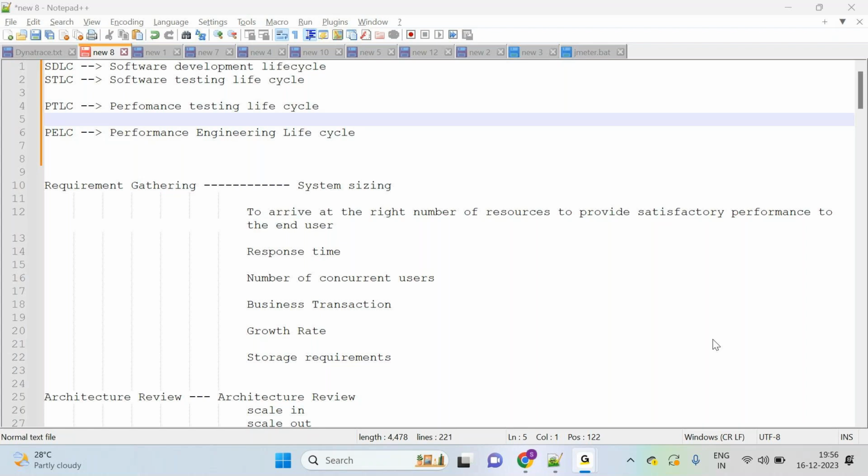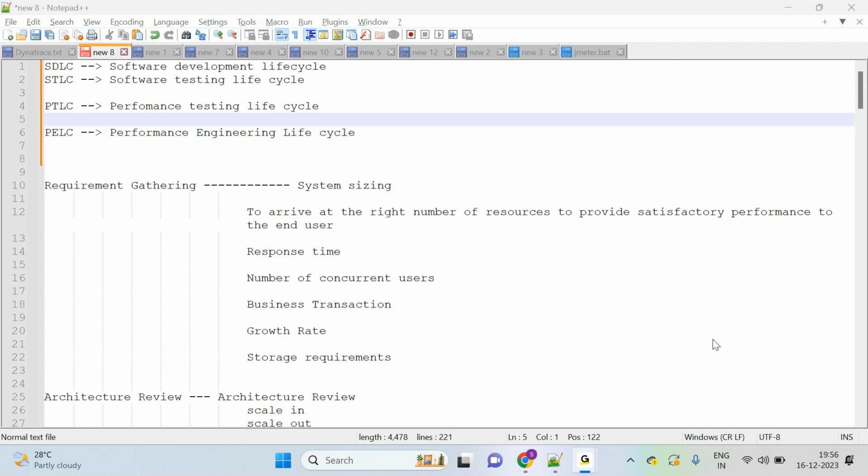Next, I will say I have experience in collecting the NFRs, non-functional requirements, from the customer. In the NFR, we collect concurrent user details, throughput details, environment related details, and test data details, all those things.